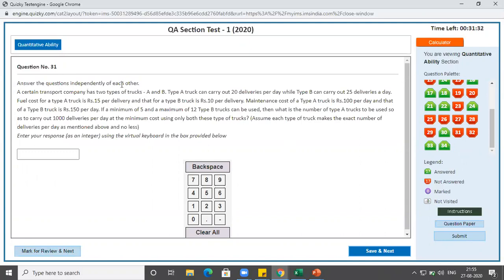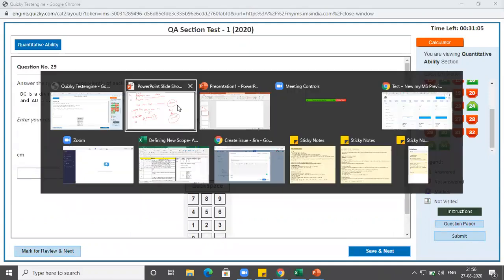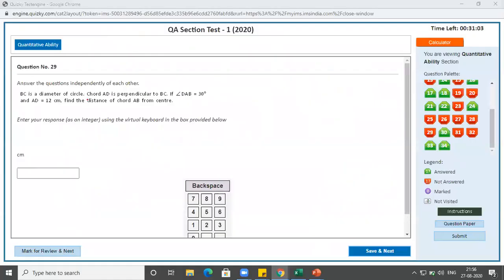A certain transport company has 2 types of trucks, A and B. Type A truck can carry out 20 deliveries per day, while type B can carry out 25 deliveries per day. Fuel cost for a type A truck is 15 rupees per delivery, and that for type B is 10 rupees per delivery. Maintenance cost is also given. If a minimum and maximum can be used, what is the number of A trucks to be used so as to carry out at the minimum cost? It will take effort. I'll take this question in round 3. This is something I couldn't solve, so I'll push it to round 3 for now.